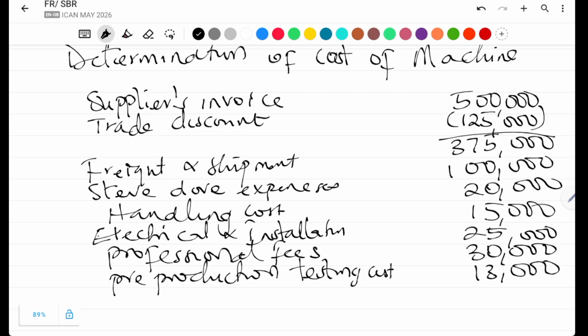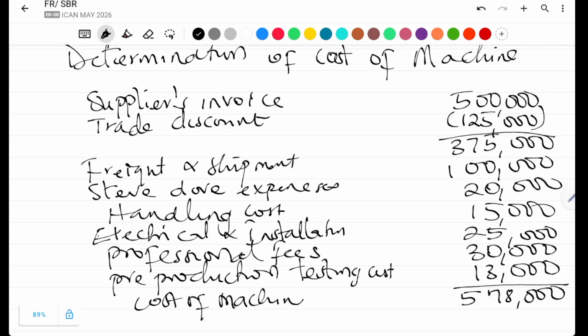Then estimated residual value, should it be capitalized? Obviously not, it shouldn't. So if you add all of this together, you should have 57800. Yes, 57800. So that is the cost. This is the cost of the machine. Okay. But furthermore, let's continue.